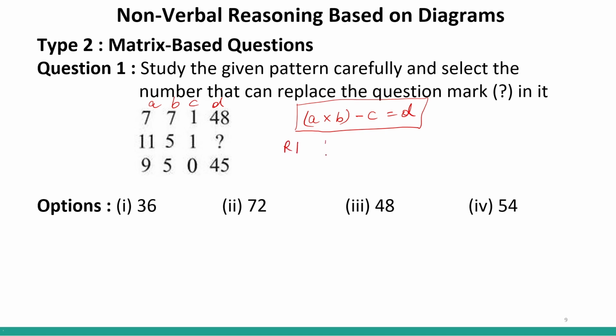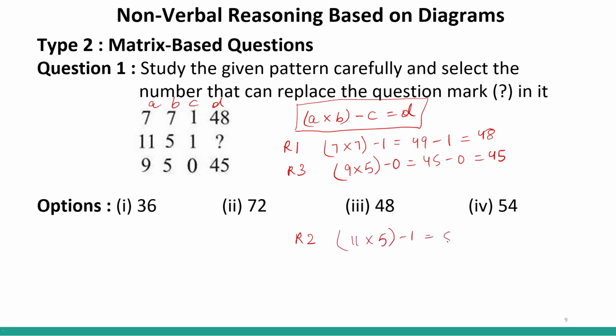For row 1, 7 into 7 minus 1 will give me what? 49 minus 1, which will be equal to 48. So for row 1, this is correct. Similarly, let us see for row 3. Row 3, it will be 9 into 5 minus 0. So 9 into 5 is 45, minus 0 will give me 45. So this is correct for row 3 as well. Right? Let us check for row 2. For row 2, it will be 11 into 5 minus 1. So this will be 55 minus 1, which is equals to 54. So my answer will be option number 4, 54. Clear? So this is how you solve a question on matrix.